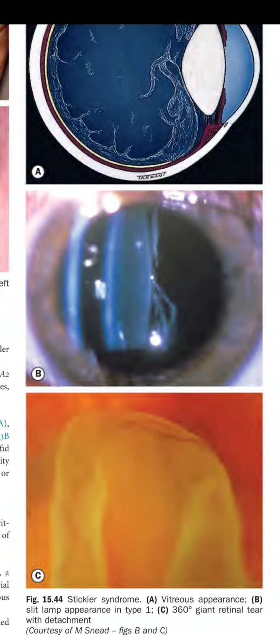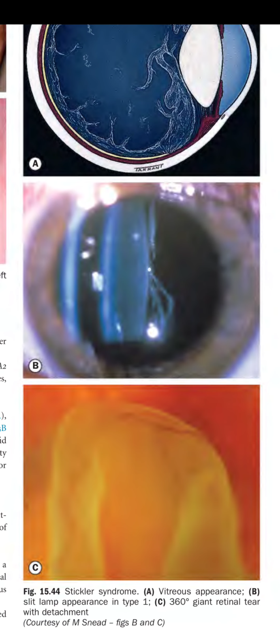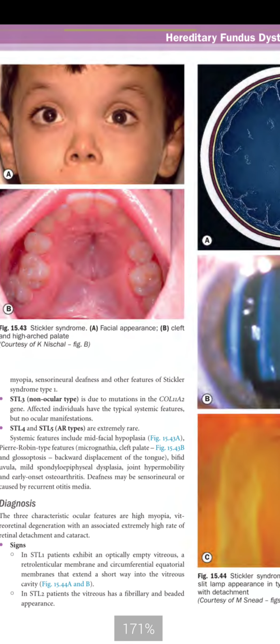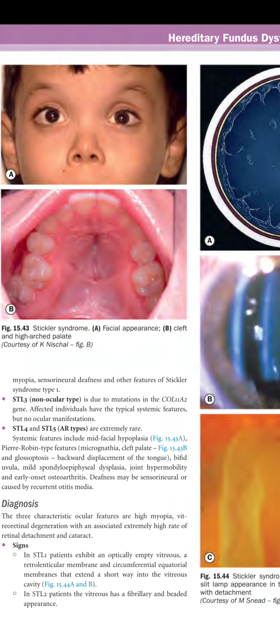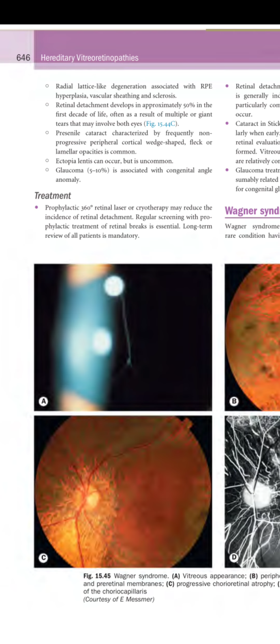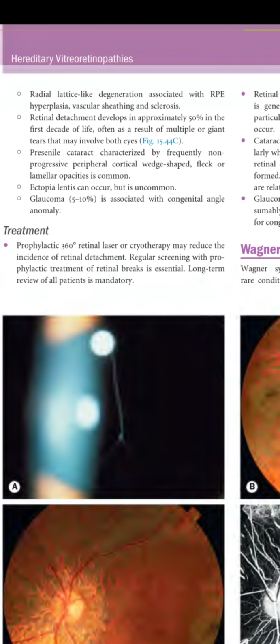B is showing slit lamp in type 1, 360-degree giant retinal tear. So this is a vitreous veil. In type 2 patients, the vitreous has a fibrillary and beaded appearance. So beaded type was type 2. Radial lattice-like degeneration associated with RPE hyperplasia, vascular sheathing, and sclerosis. So retinal lattice degeneration can also be present.